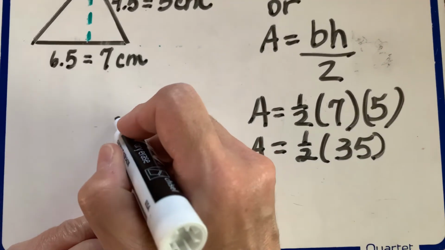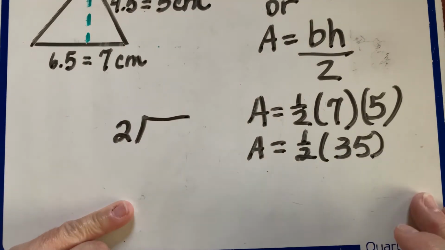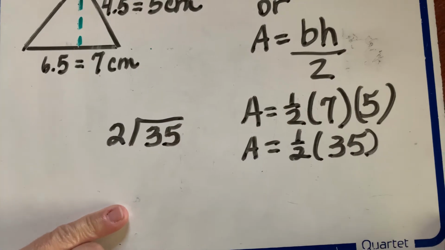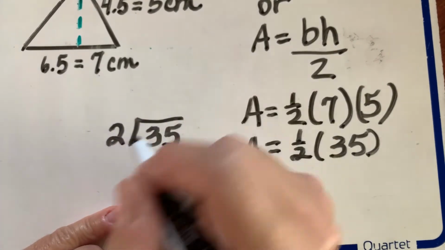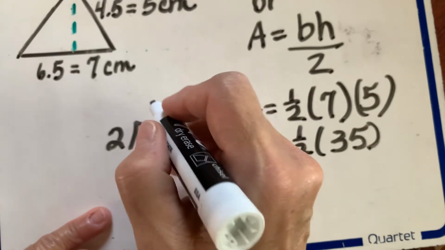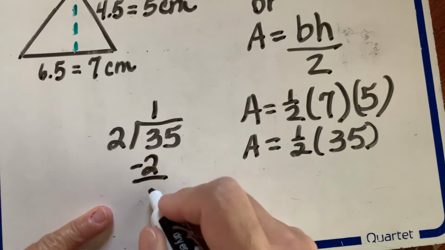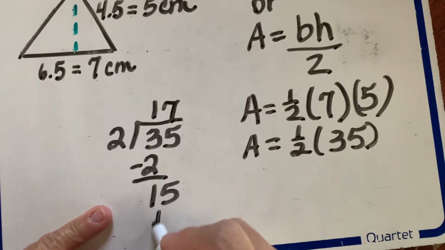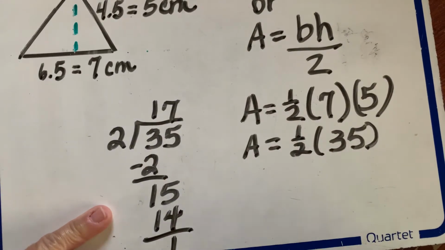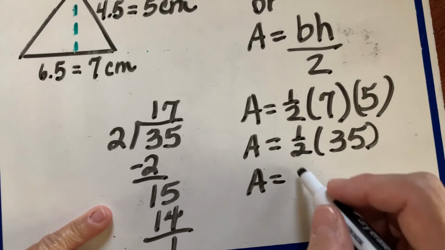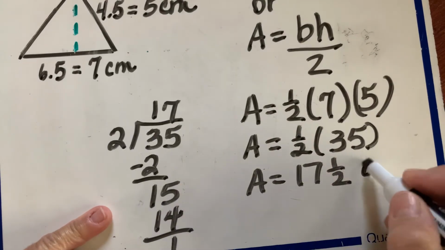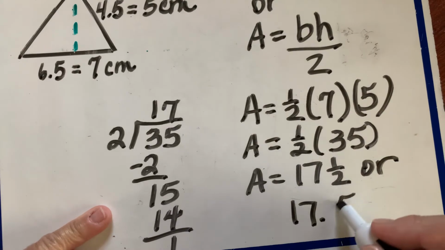So I'm going to go over to the side. Because 35 is not an even number, I know that 2 is not going to divide equally into it. So I'm going to have a fraction or a decimal answer. Subtract that, bring down the 5. 2 goes into 15 7 times, which is 14, with 1 left over. So our answer would be 17 1/2. Or if you put your decimal and continue to divide, you could have 17 5/10.